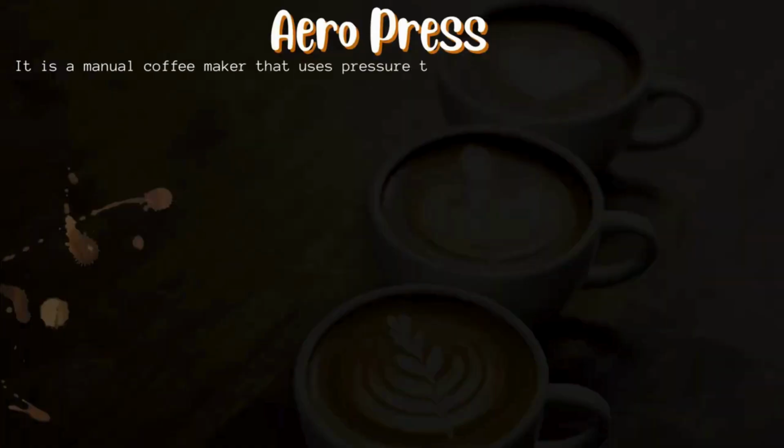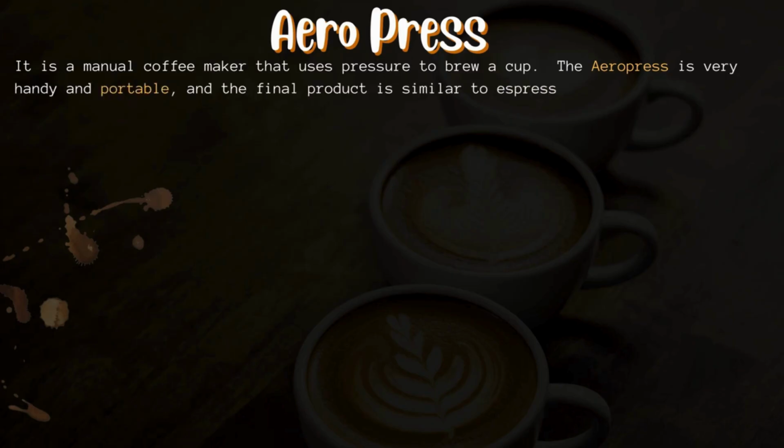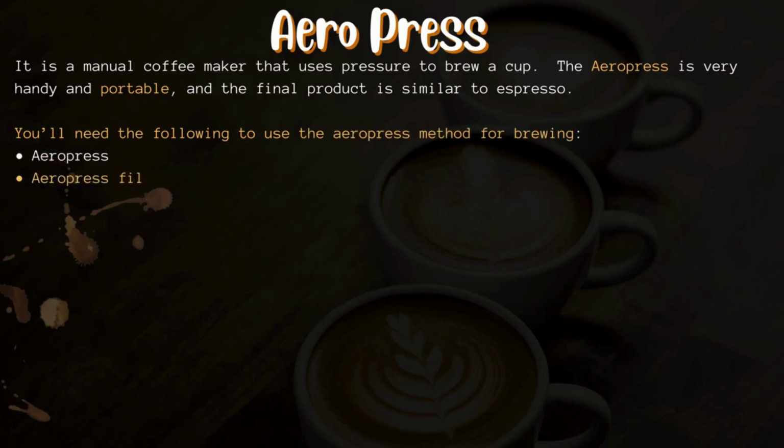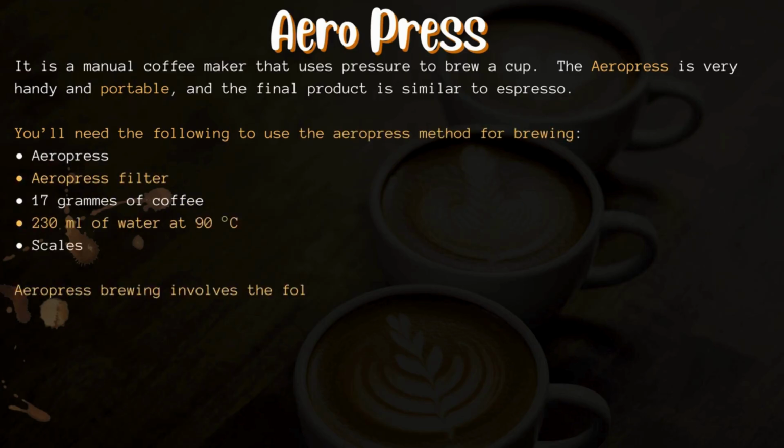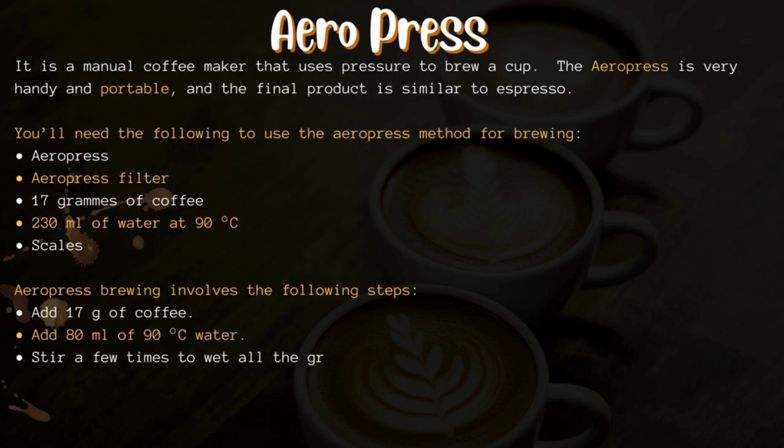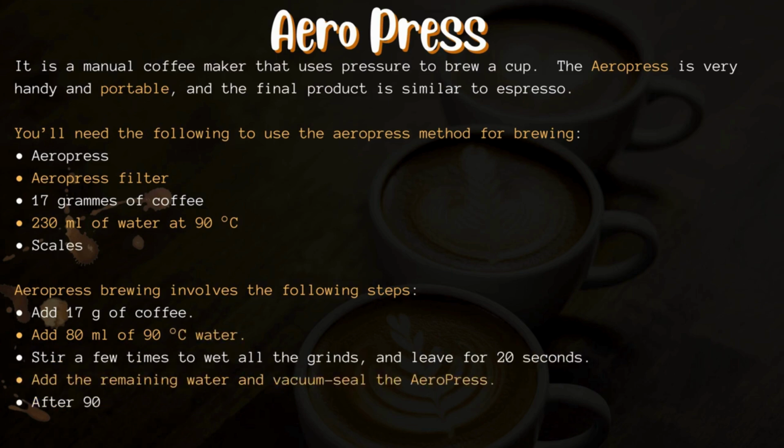AeroPress. It is a manual coffee maker that uses pressure to brew a cup. The AeroPress is very handy and portable, and the final product is similar to espresso. You'll need the following to use the AeroPress method for brewing. AeroPress. AeroPress filter. 17 grams of coffee. 230 milliliters of water at 90 degrees Celsius. Scales.